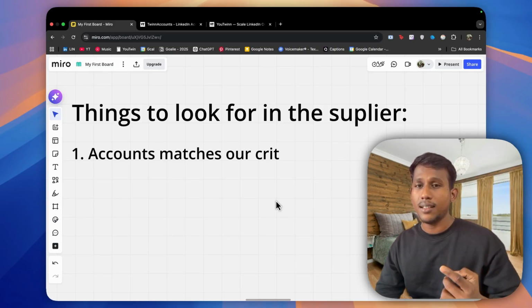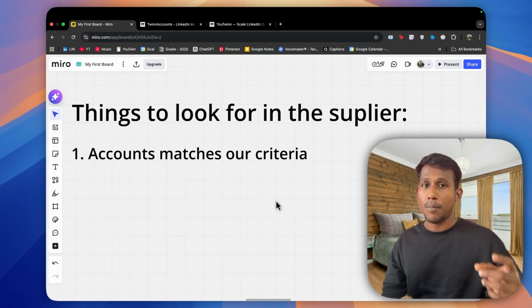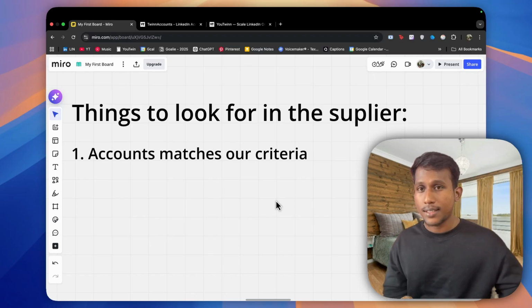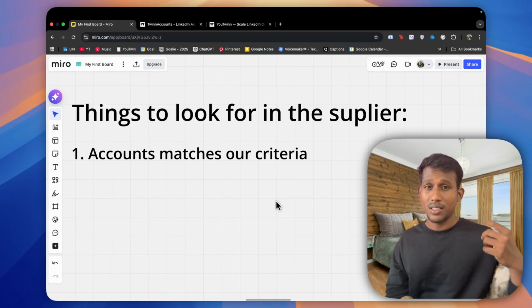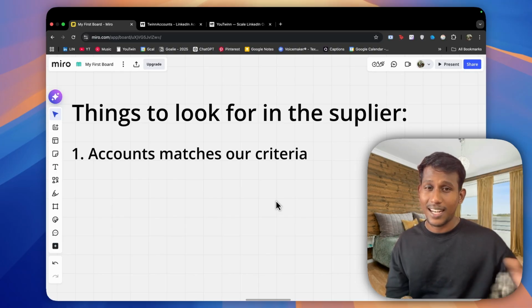Now the first main thing is pretty simple. Make sure the accounts that they're selling or renting out match all the criteria that we previously spoke about. There's a bunch of providers who rent out accounts with 100 connections, who rent out very new accounts, or who rent out fake accounts. Make sure the rental accounts you are getting match all the criteria. So just make sure the provider has accounts that match all the criteria that we need.